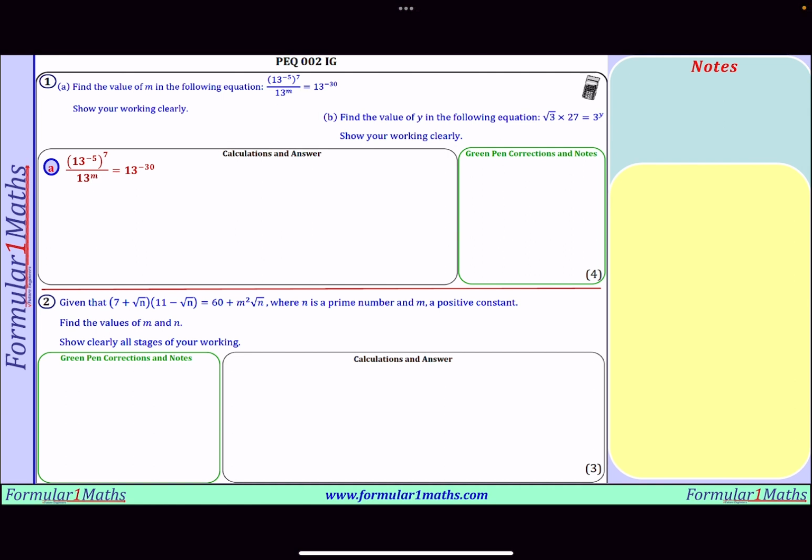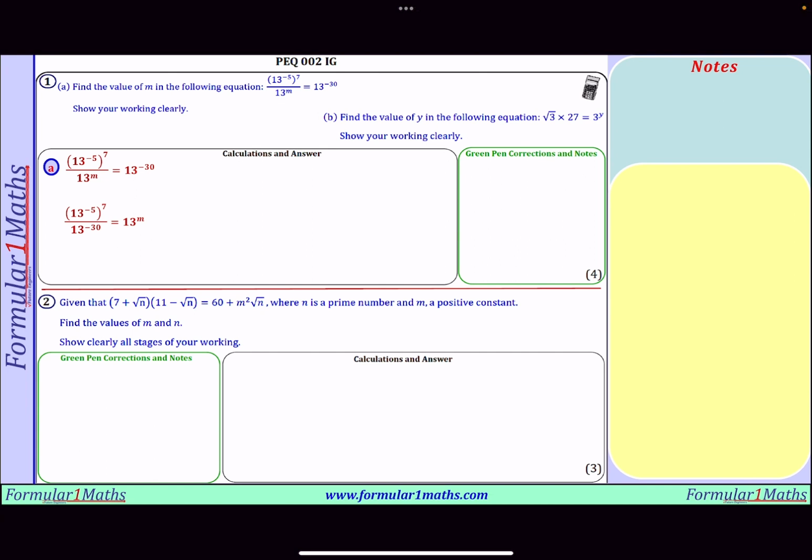m. So first of all, we rearrange the whole equation, take 13 to the power m to the side, and then bring 13 to the power minus 30 to the other side of the equation. So when 13 to the power minus 30 comes over here, it divides. So we are going to get this.